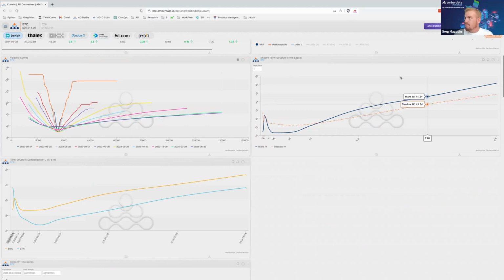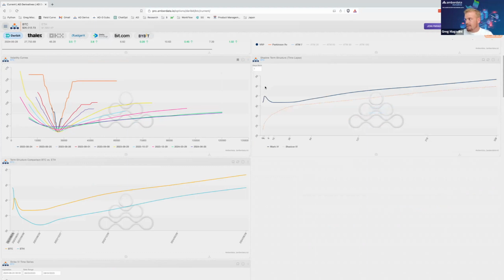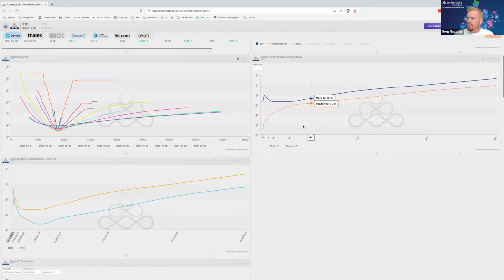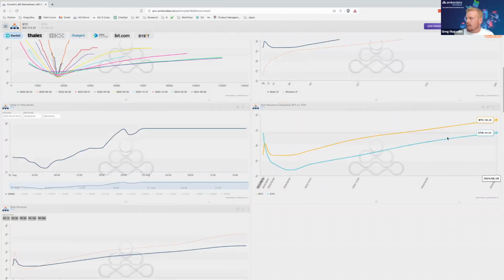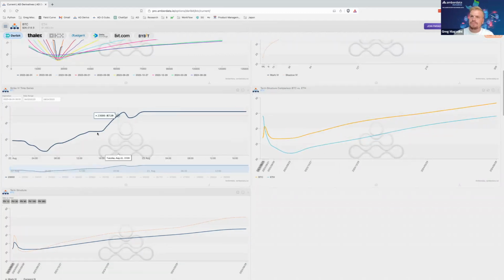On the right-hand side here, we have a time lapse of the term structure. So I can see where the term structure is right now versus where it was 7 days ago. So we can see Mark IV versus Shadow IV. Shadow IV is really just a Mark IV time lapse. And so that gives you a really good idea of what that looks like. We also have a term structure comparing Bitcoin vol and ETH vol side by side. Really interesting phenomenon here where ETH vol is cheaper than Bitcoin vol.